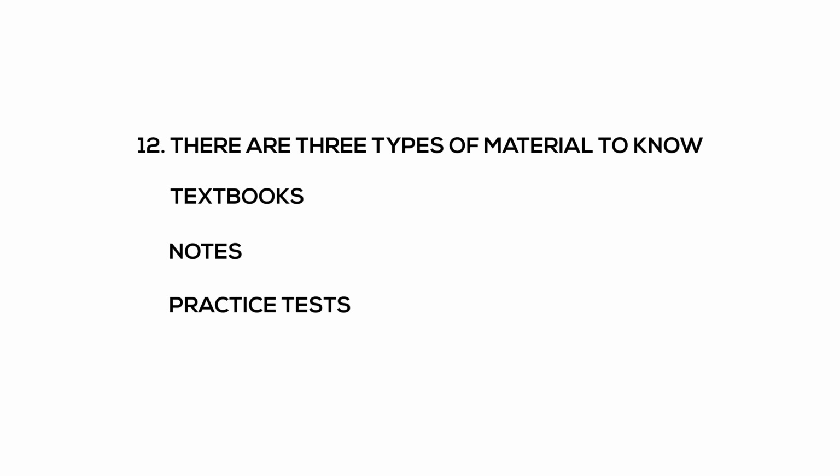12. There are 3 types of material that you should know. First, the textbooks or books or class, so that is the primary source. Then your notes, the material you created, so your mind maps, for example. And during the revision, this is what you're going to use. And finally, you have practice tests or problem sets.